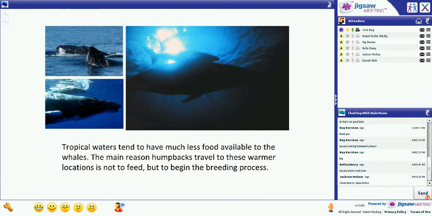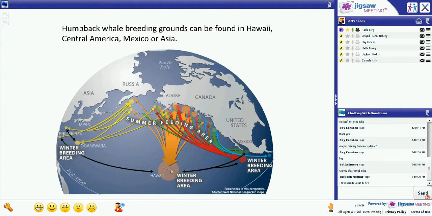The tropical waters tend to have much less food available to the whales. So they do most of their feeding up in the cold Arctic during the summer, and then when it gets too cold there and they travel south, they aren't traveling to eat, they are traveling to begin the breeding process. So their migration is mainly for breeding. There are humpback breeding grounds in Hawaii, Central America, Mexico, or Asia.